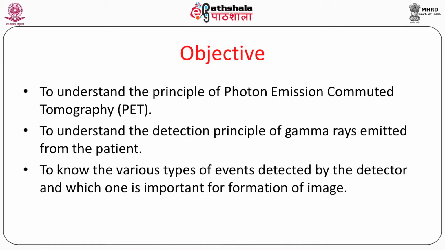Second is to understand the detection principle of gamma rays emitted from the patient. Here the principle of detection of the photons emitted from the patient is slightly different from other imaging modalities like SPECT or gamma cameras. Then we need to understand the different types of events which are detected, because the two photons come from two different directions, 180 degrees apart, so some events are going to be missed and some events are useful for the formation of the image.